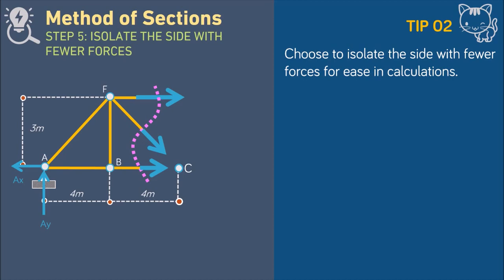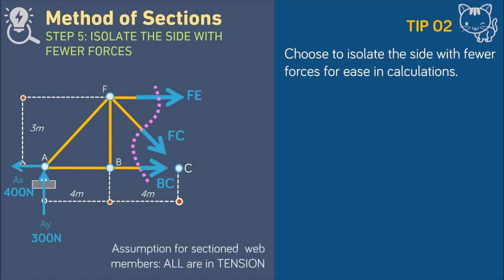I also want to reflect the reactions we have computed earlier so that we will have a complete free body diagram of this section truss. You will also see here that I have reflected FE, FC, and BC. My assumption is that these web members are all acting in tension. So seen here, they are acting away from the joints. It's very important to establish this assumption first before we proceed to applying the equations of static equilibrium in our section truss.